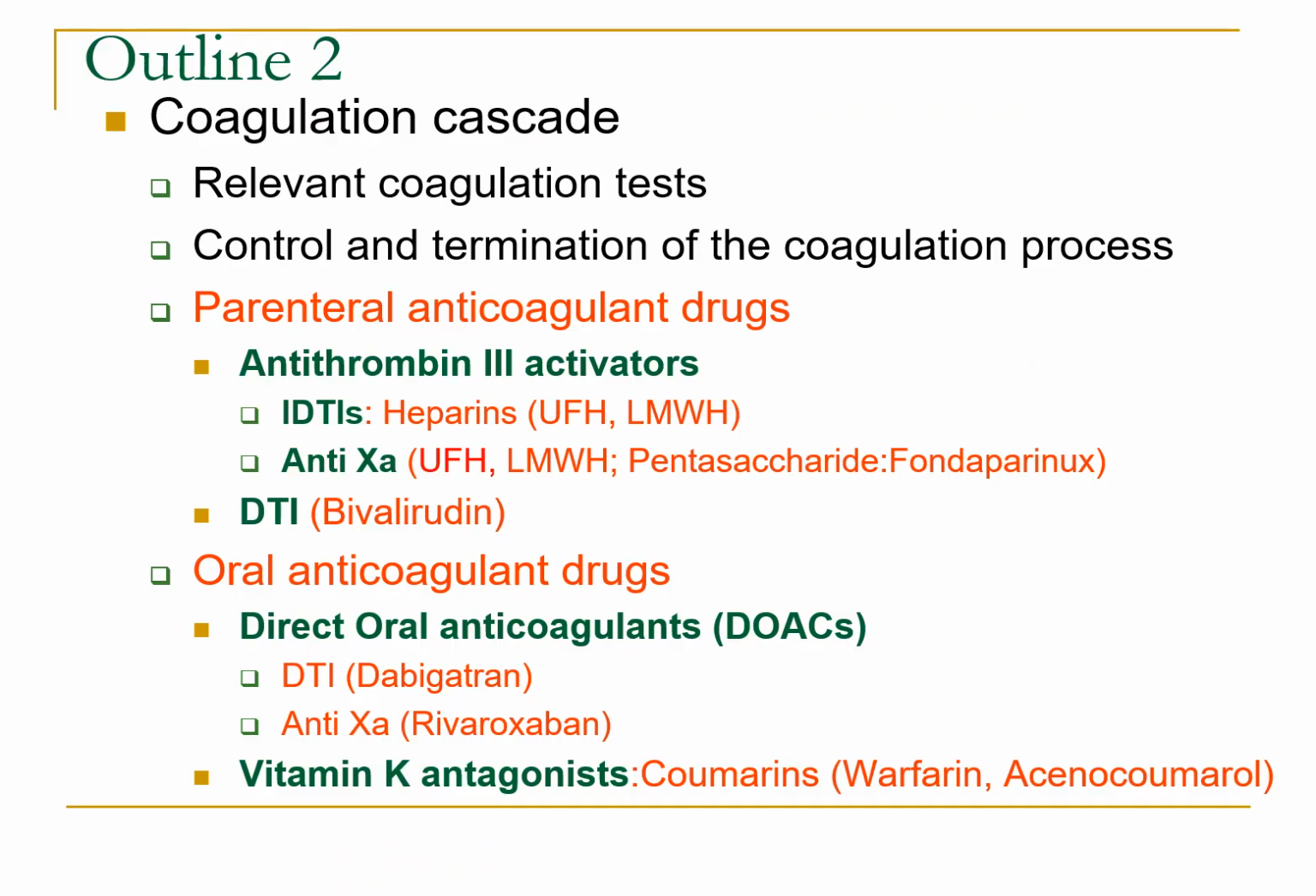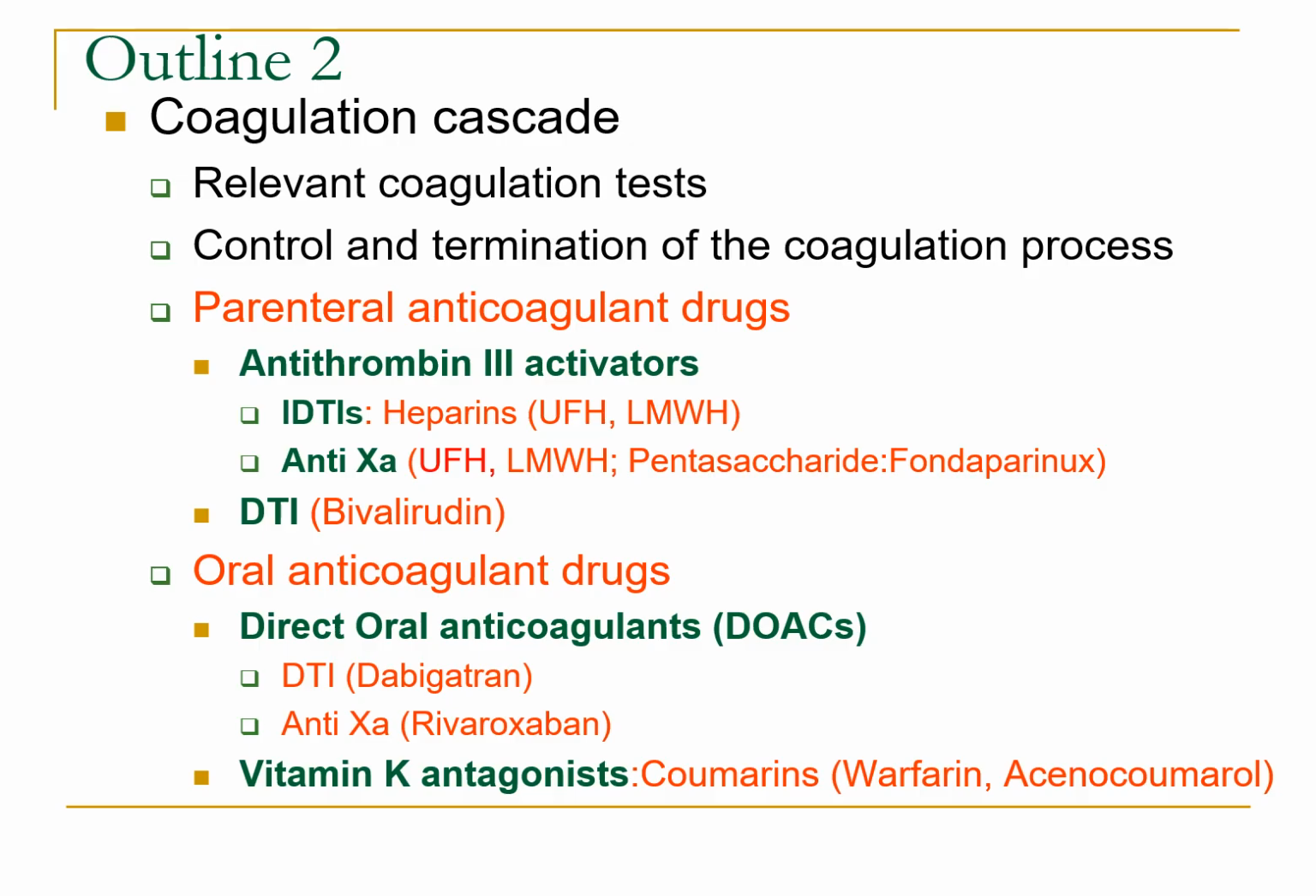We're done with this first part. Now is the time to finally talk about the anticoagulants. We will first start with the parenteral anticoagulants that are actually antithrombin 3 activators. So we are going to activate antithrombin 3, and then we will talk about other, oral anticoagulant drugs that work differently.